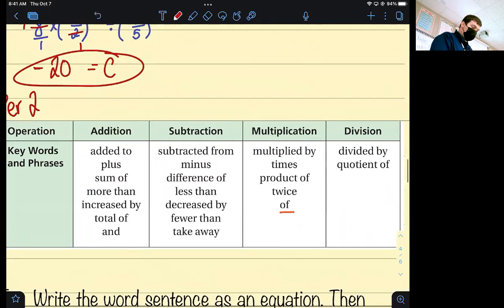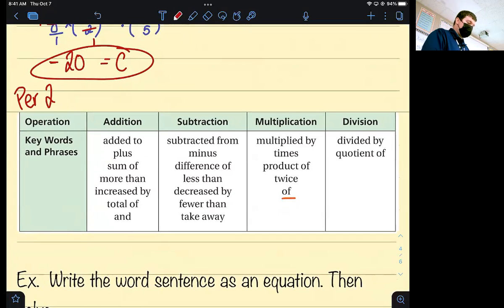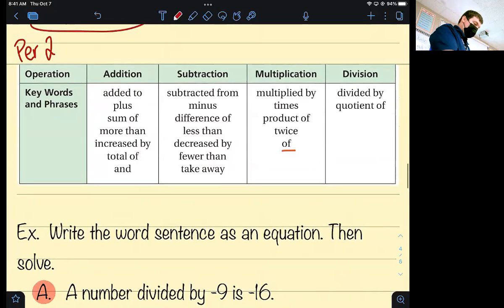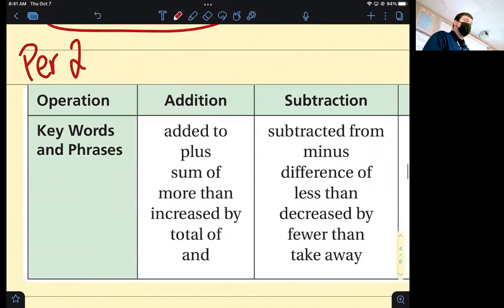I wanted to put this chart on here because we've seen some problems even in our 3.3 homework where we've had to write the equation down and then solve it. And so this might be a helpful chart for you to look at. Anytime you see words like added to, plus, sum of, more than, increased by, total of, or just the word and, it means that you're going to add. If I say and, you're pairing something together, you're adding it, right? So I'm going to bring you and you. So I guess we're both going, right? I'm adding to my list.